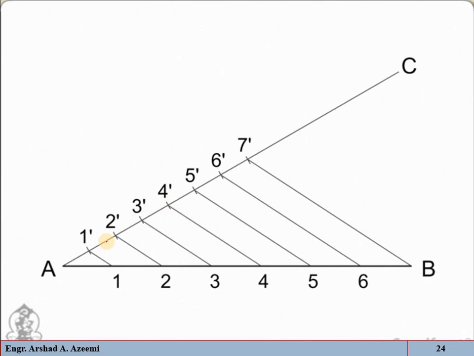Okay, just draw the parallel lines and see the given line is divided into 7 equal parts. Okay, this is the division of a straight line into any number of equal parts.